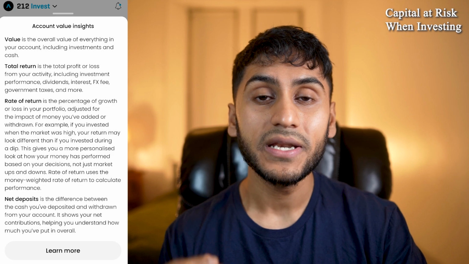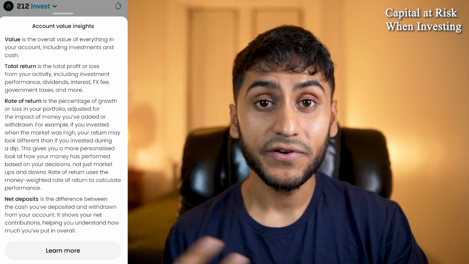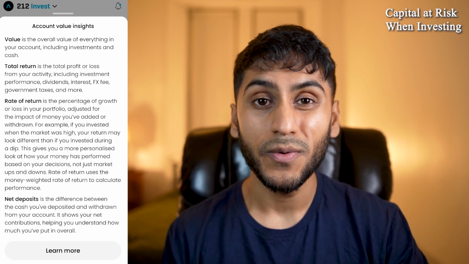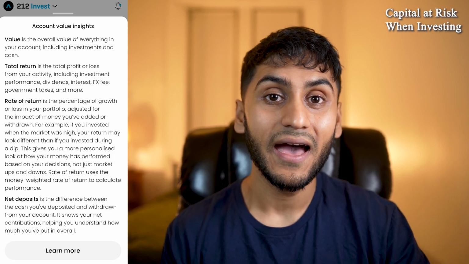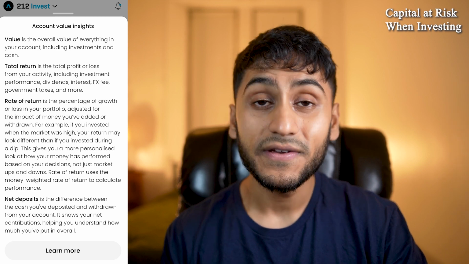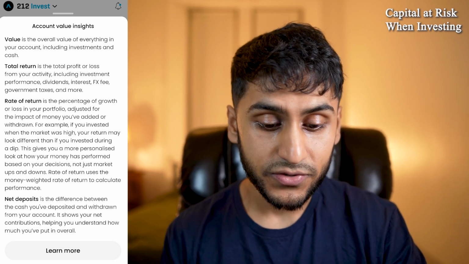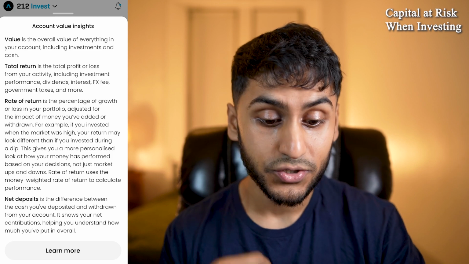So basically a money weighted rate of return. Companies like Freetrade have been doing this for a while. I'm not sure why it's taken so long for Trading 212 to follow suit, but I'm really glad that they have. It says here, for example, if you have invested when the markets were high, then your return may look different than if you invested during a dip.